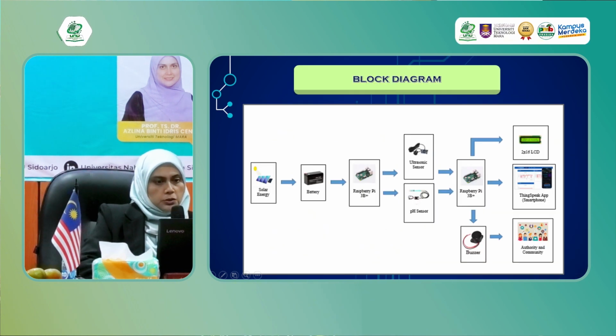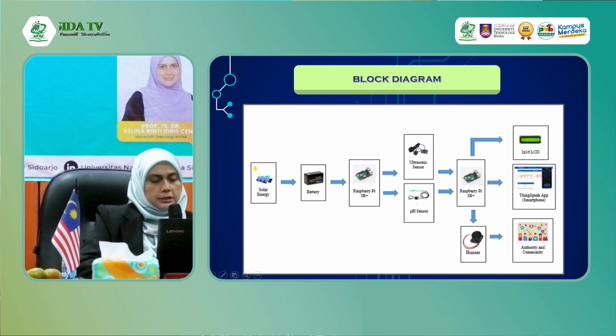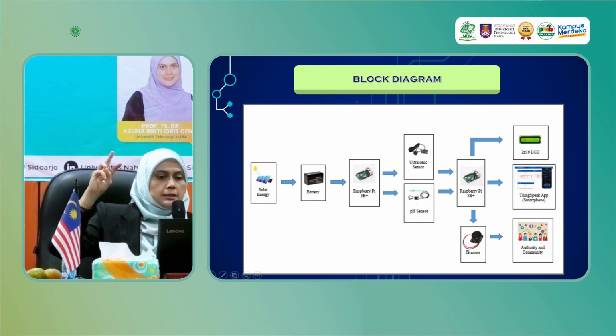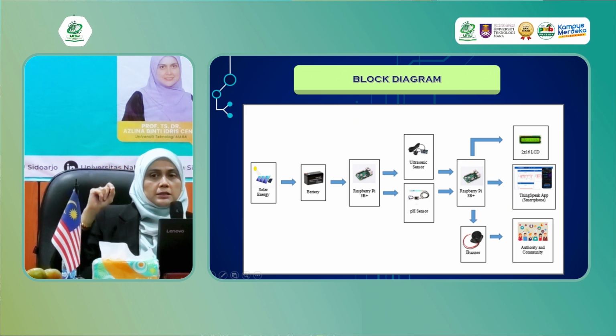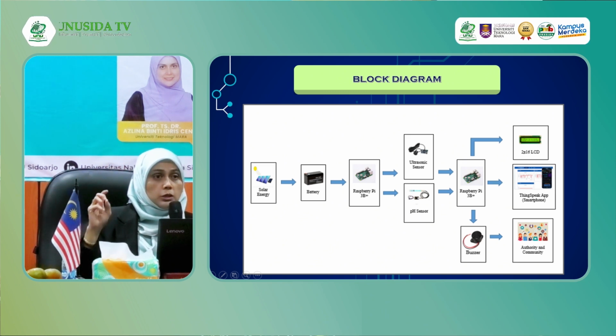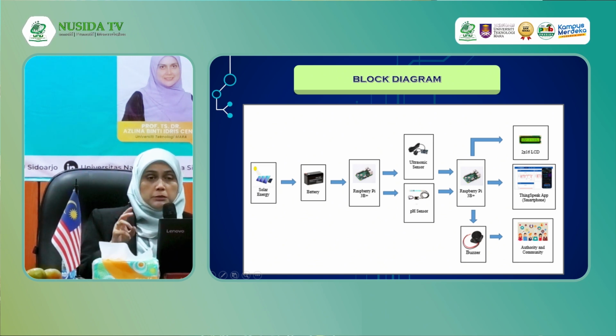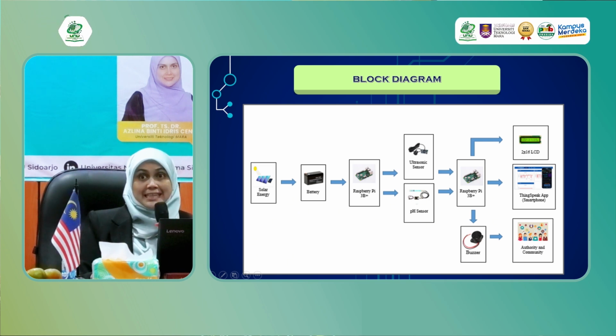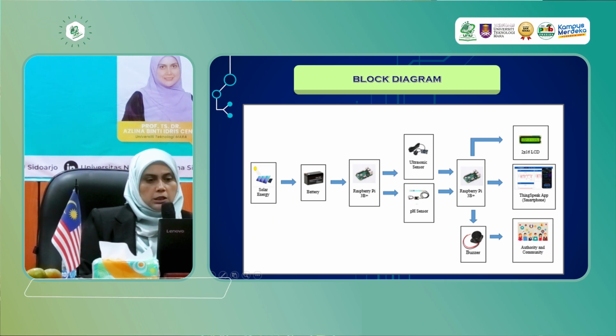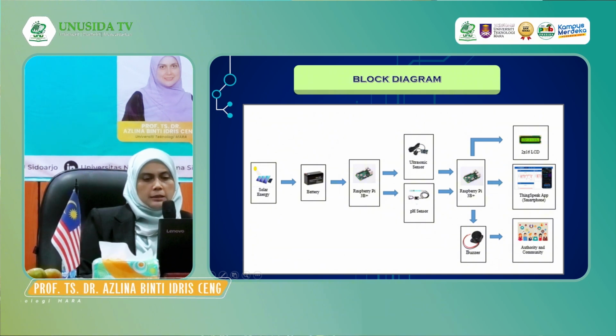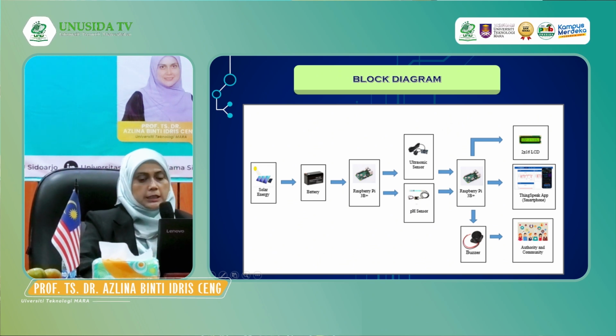Okay. So this is a block diagram of the research, starting from the solar energy and then battery, Raspberry Pi, because my student is using LoRa, and then it will use two different types of sensor, ultrasonic sensor and pH sensor. So ultrasonic sensor is focusing on the water level. pH sensor is focusing on the water quality. As I mentioned before, different sensors have different applications. Okay, and then it will pass through the Raspberry Pi, and then through buzzer, and it will pass through the display, ThingSpeak, and also authority and community.